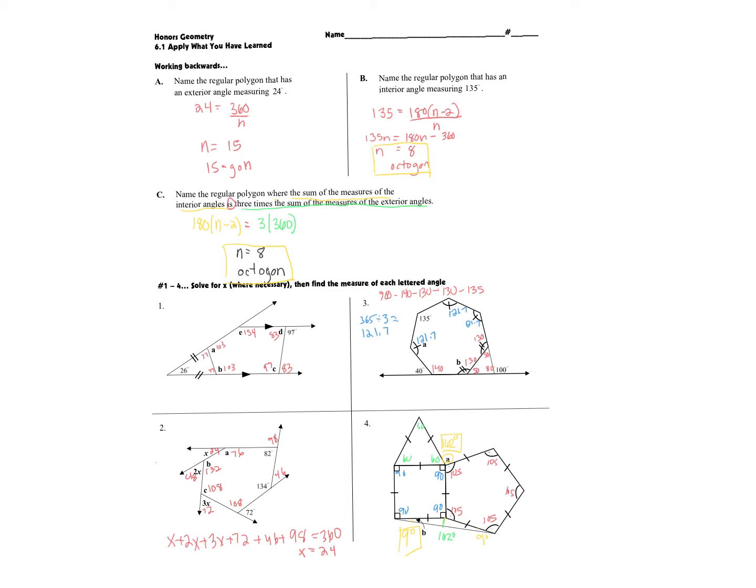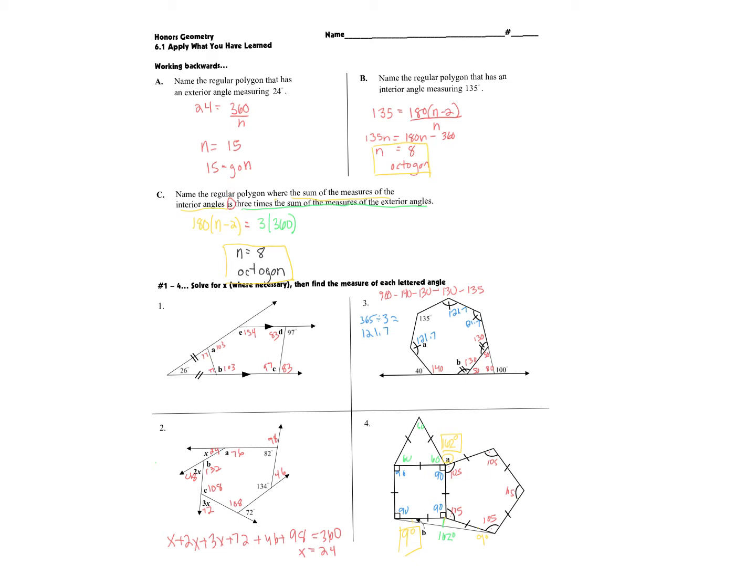All right, so this is the answer key for 6-1. Apply what you have learned. So looking at the first one, name the regular polygon that has an exterior angle measure of 24. And so we know that that's our 360 divided by n. And if we solve that, that's going to give us n equals 15, which is a 15-gon.